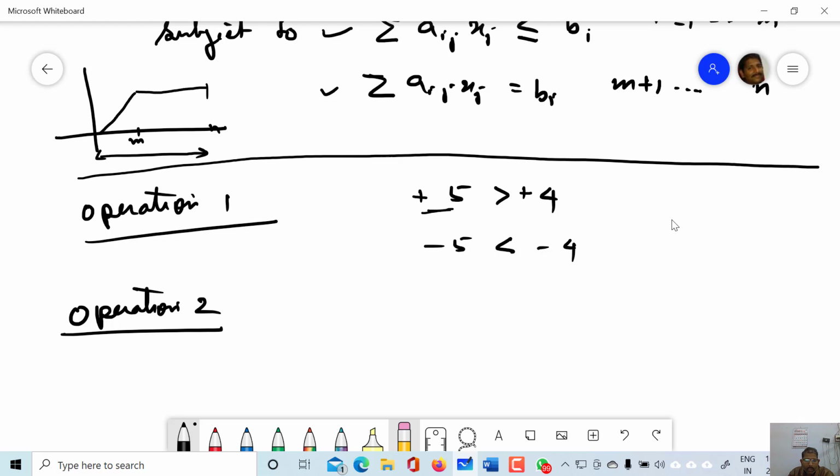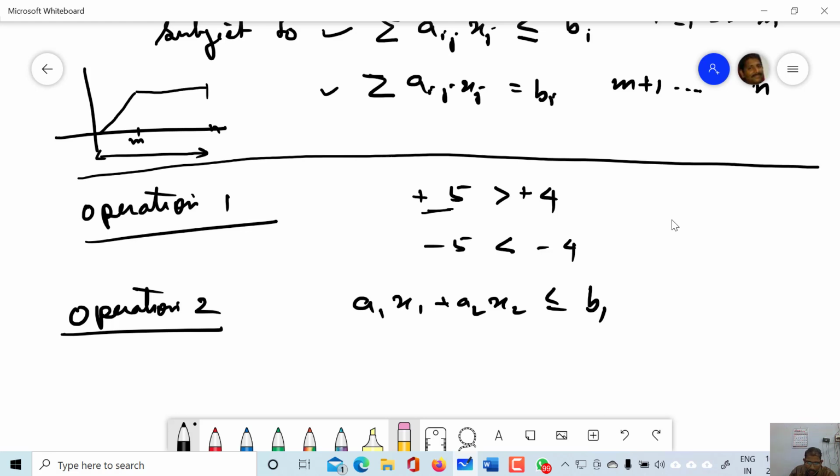In the first operation the function itself was being negated. The function itself was made a negative function, but in the second case the function will be multiplied with a negative constant on both sides, and the result will be the same as in operation 1. Just like, I'm writing an equation. Suppose a1 x1 plus a2 x2 is less than or equal to b1. It is a kind of linear equation and its value is less than b1.